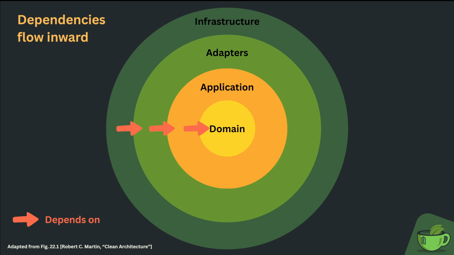So, for example, the adapters layer is allowed to depend on the application and the domain layer, but not the other way around. In the book, this is called the dependency rule, and it is the base principle of clean architecture. Break it, and you get a big ball of mud.